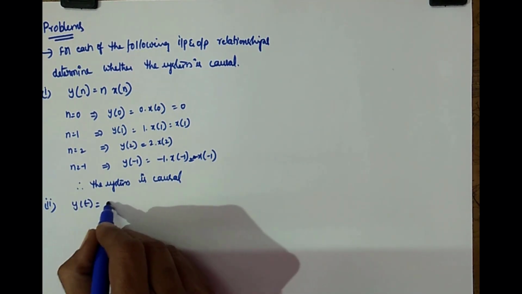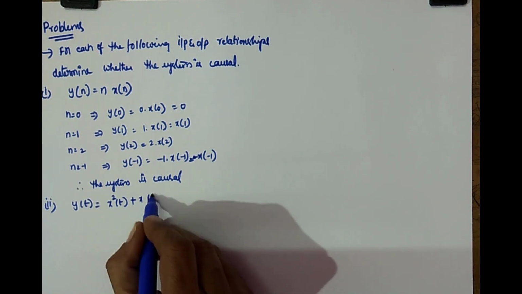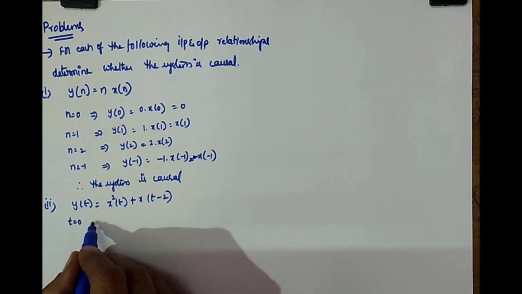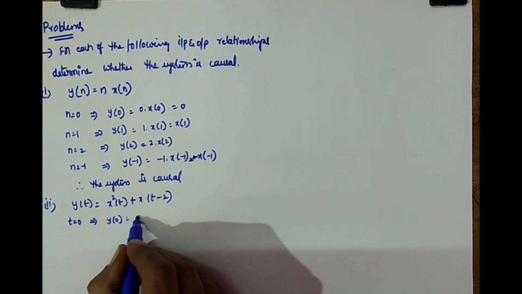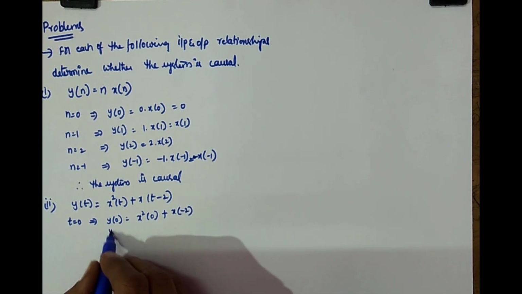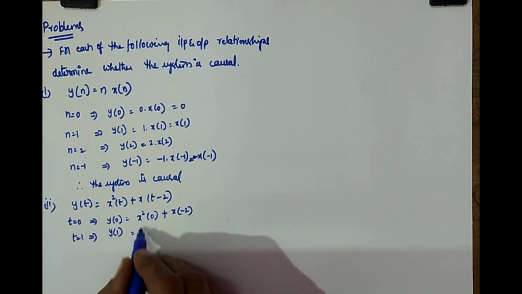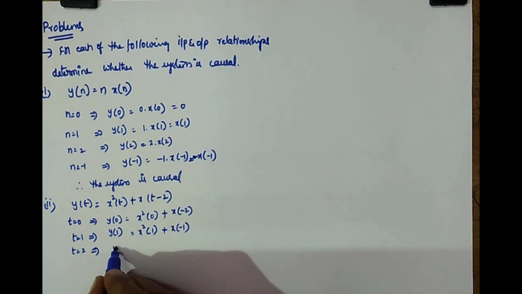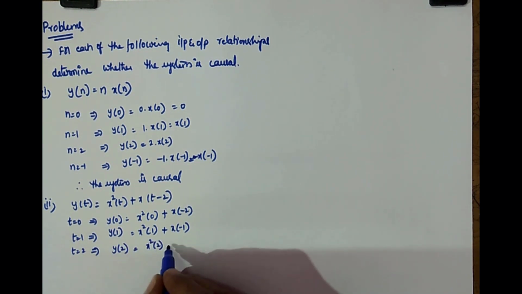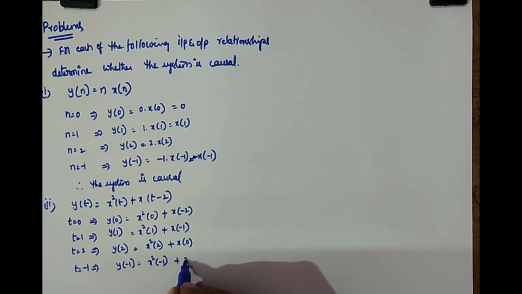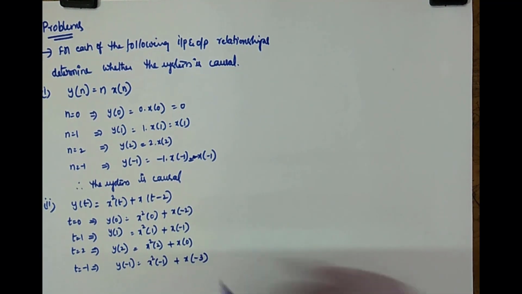y of t equal to x square of t plus x of t minus 2. Okay. Same procedure. Check for t equal to 0. That is y of 0: x square of 0 plus, so keep 0 here, it becomes x of minus 2. Then t equal to 1, y of 1, x square of 1 plus x of minus 1. t equal to 2, y of 2, x square of 2 plus x of 0. t equal to minus 1, y of minus 1, x square of minus 1 plus x of minus 1 minus 2, which is minus 3.